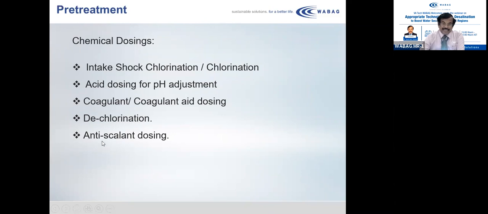And so the scaling tendency in the membranes will be higher on the brine side. In order to avoid scaling, programs are available to run and select the anti-scalant and the dosing rate. Anti-scalants are used in order to increase the recovery rate in the plant. So without increasing the infrastructure, by proper selection of anti-scalant, you can go for slightly higher production.